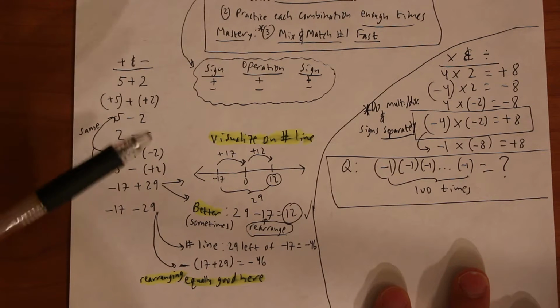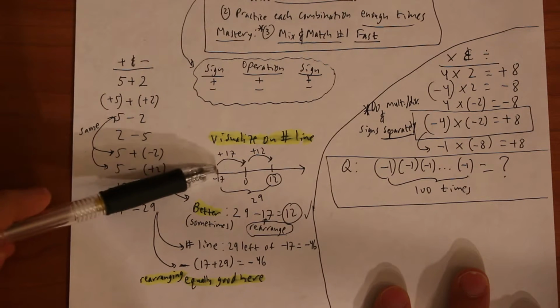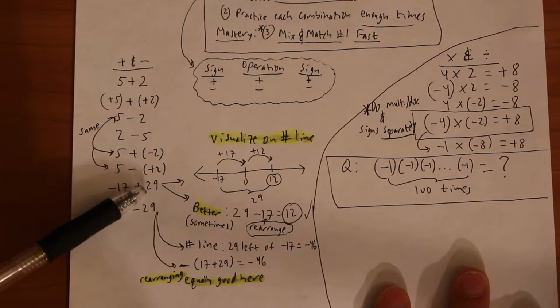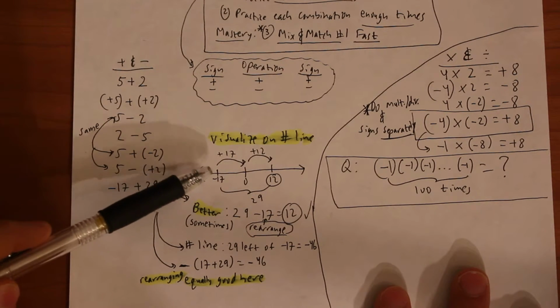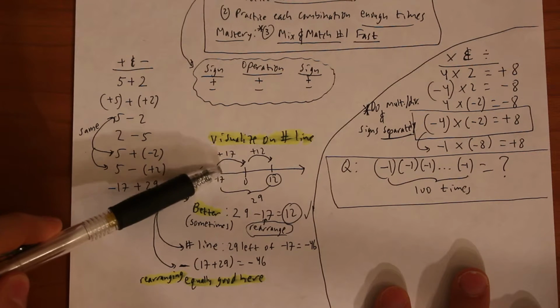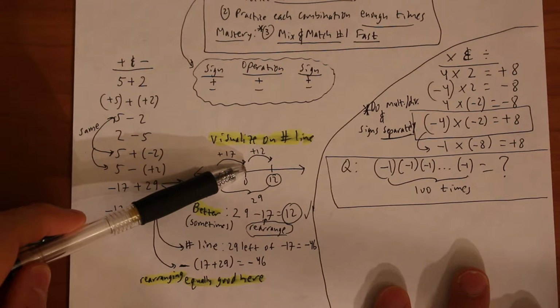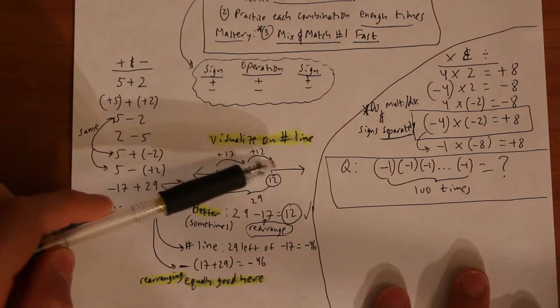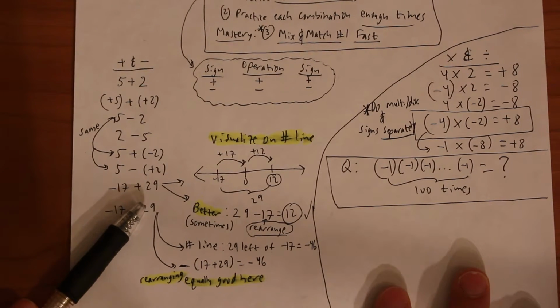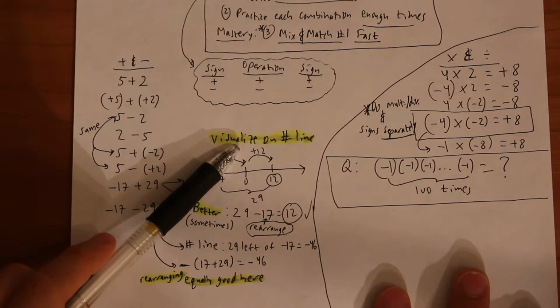So let's visualize negative 17 to the left of 0, right? And then we're going to add 29, so we're moving 29 to the right. So how do we move 29? Well, let's first get to 0. We've chopped off 17 steps. Now we have another 12 steps to cover a total of 29. So that's why this will give you 12. So that's the visualization on the number line.